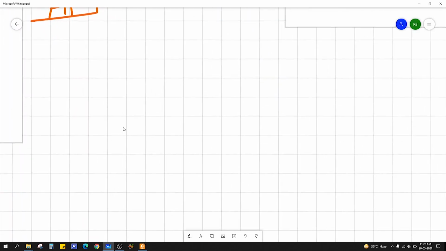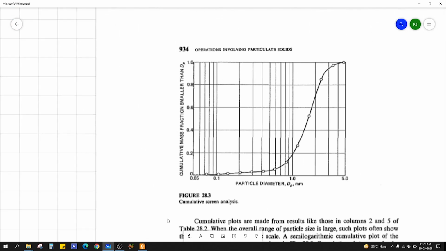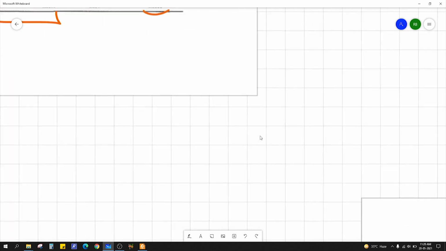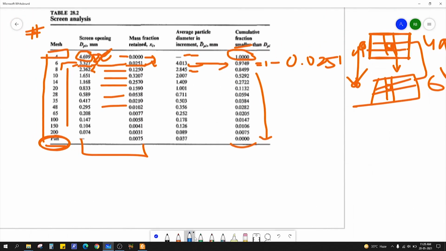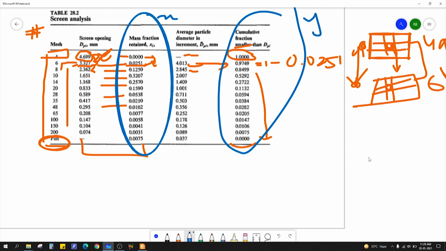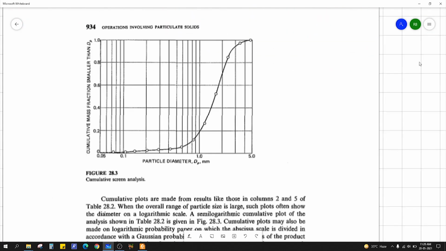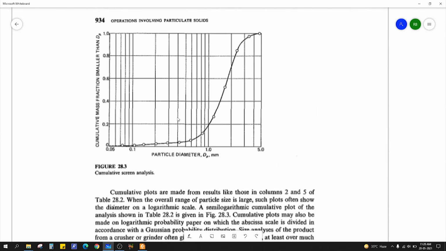Okay, next we have cumulative screen analysis. I already told you about that. You simply plot it between these two columns. If you plot this column and this column, this will be on the x-axis and this will be on the y-axis, and you'll get the cumulative screen analysis graph. You can try out this plot in Excel. If you know MATLAB, you can plot it in MATLAB.